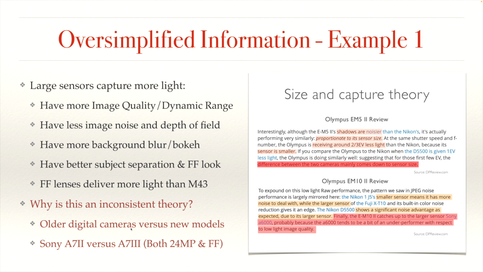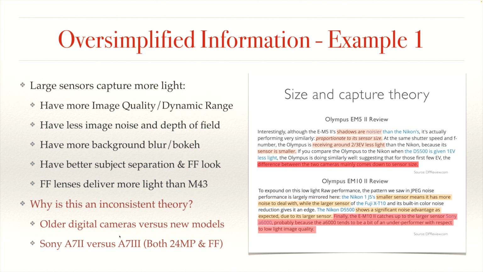Because older and newer cameras are not consistently the same. If you look at a 1D, the first full-frame camera from Canon, it's way noisier than a 6D, for example, a more recent camera from Canon. So if the theory was consistent, then all full-frame sensors would have been equally good, or all APC sensors would have been equally good, and there would always be a difference between micro four thirds, APC and full frame, because this is what is advertised. This is what we are told.